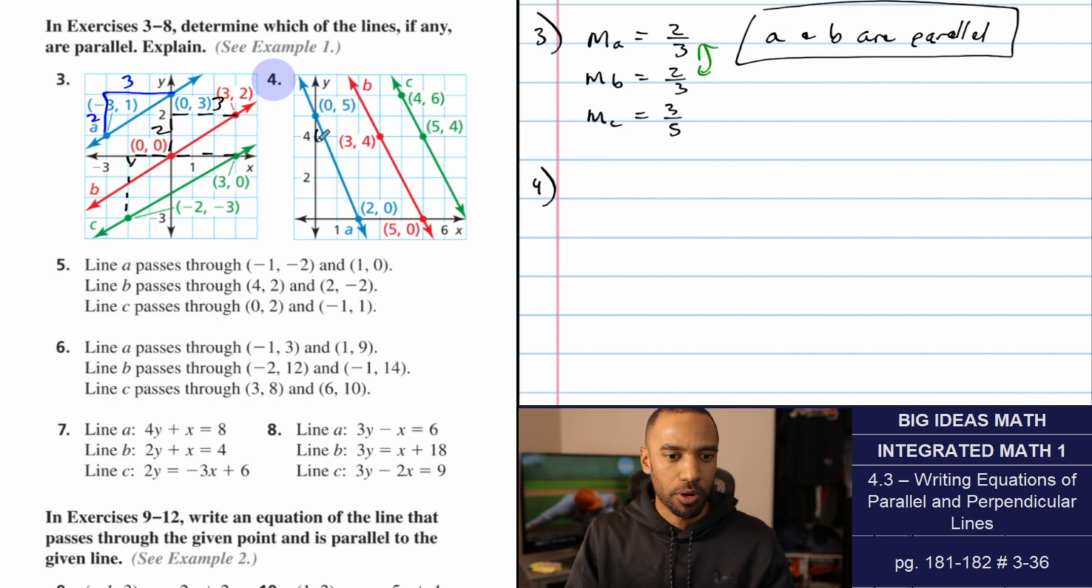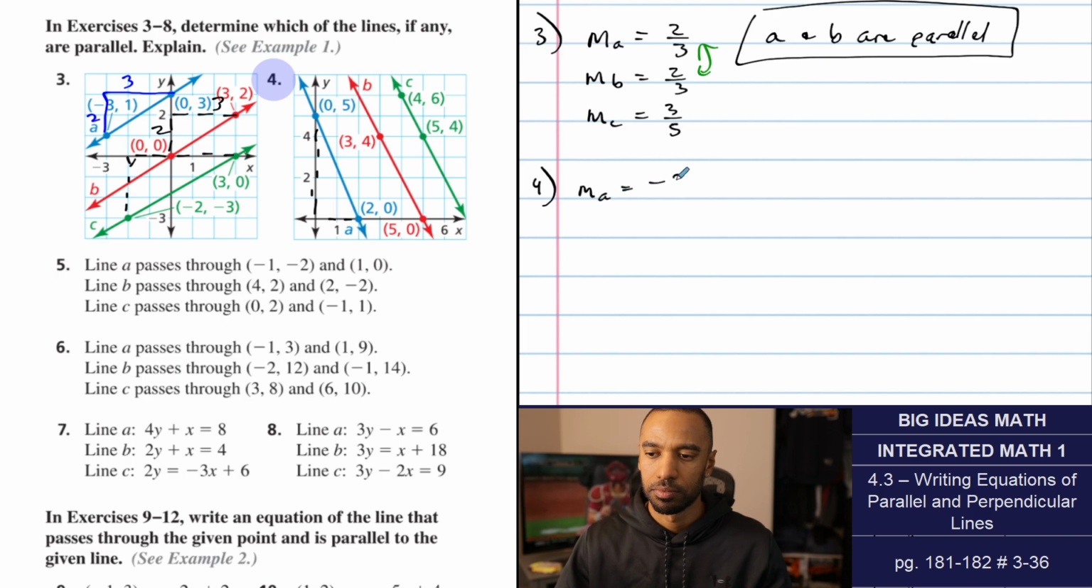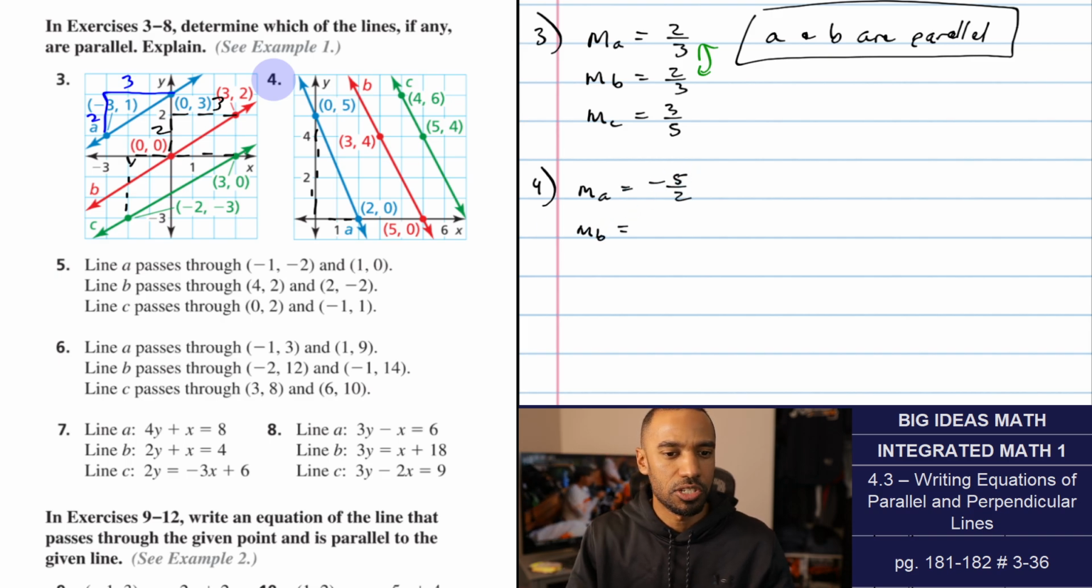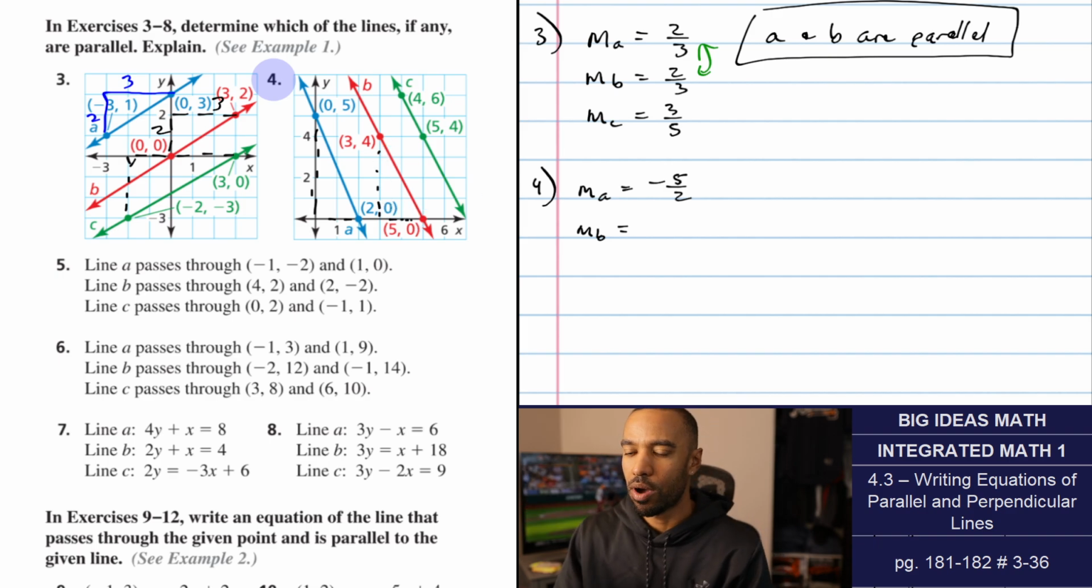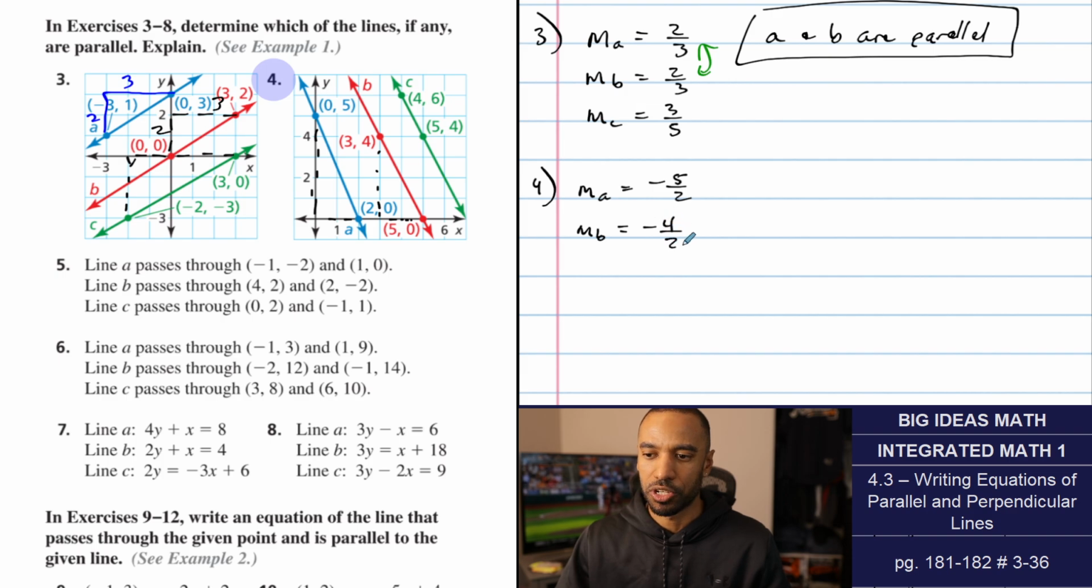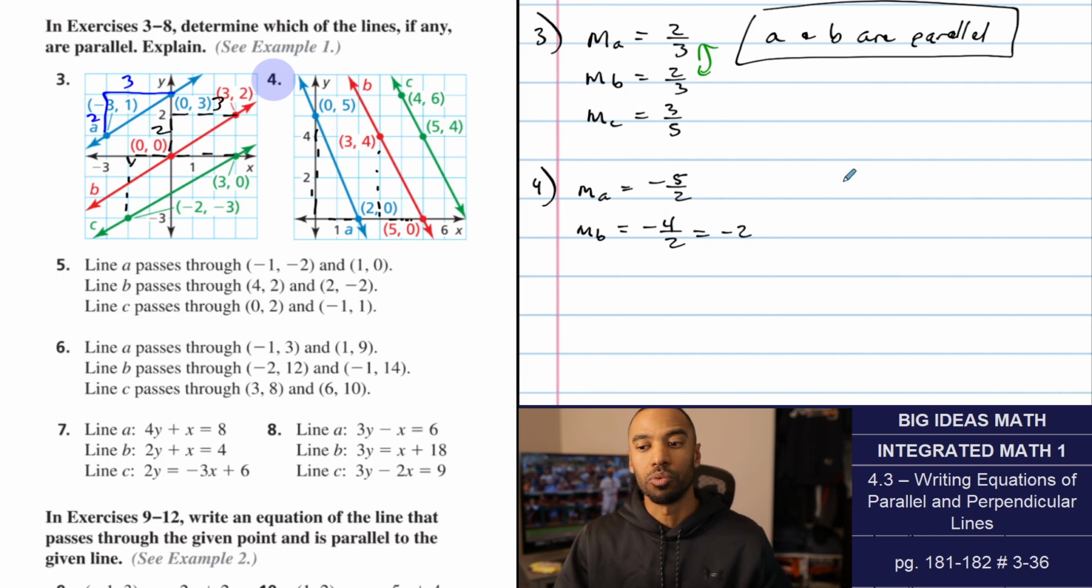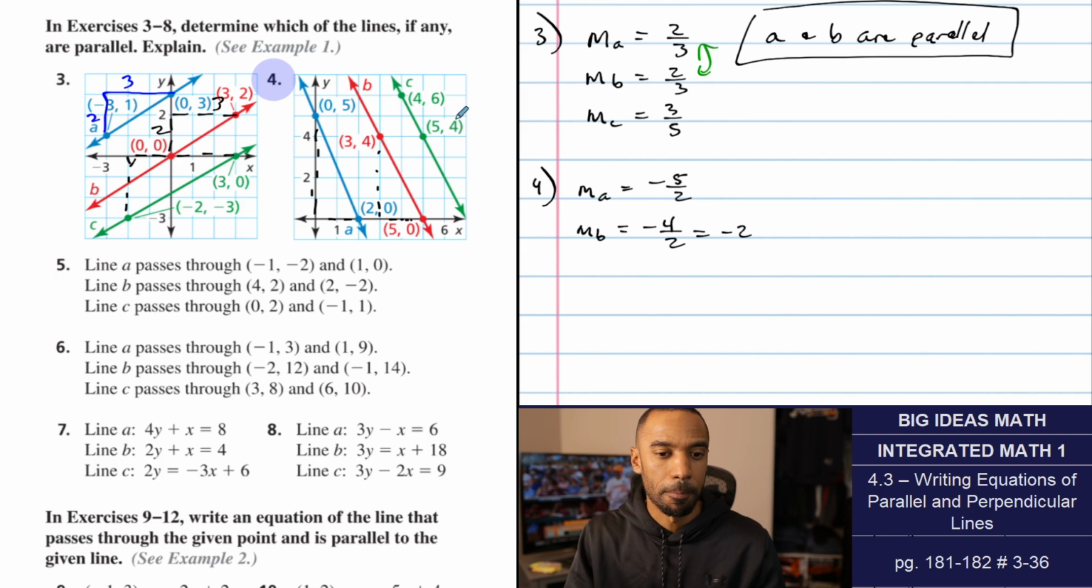The slope of line A, we're going down 5 and right 2, so negative 5 over 2. Line B, its slope is down 4 and over 2. Now, what I want to do is reduce this fraction to negative 2, or negative 2 over 1. It's up to you. And C, we go down 2, right 1.